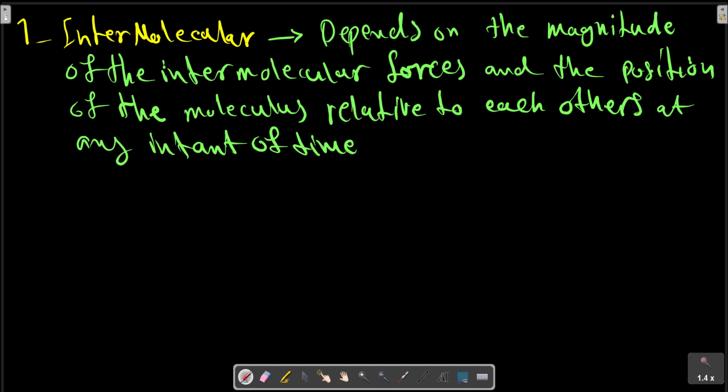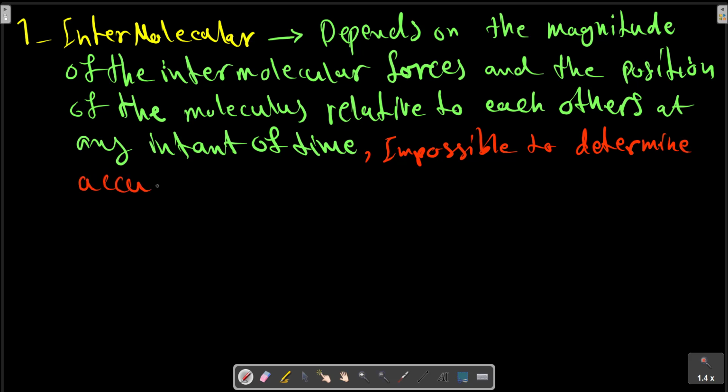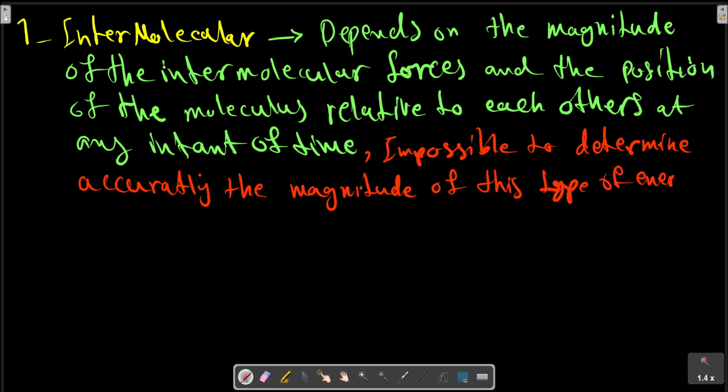As we said, it is impossible to determine accurately the magnitude of this type of energy because we don't know either the exact configuration and orientation at any time or the exact intermolecular potential function. However, there are two situations for which we can make good approximation.